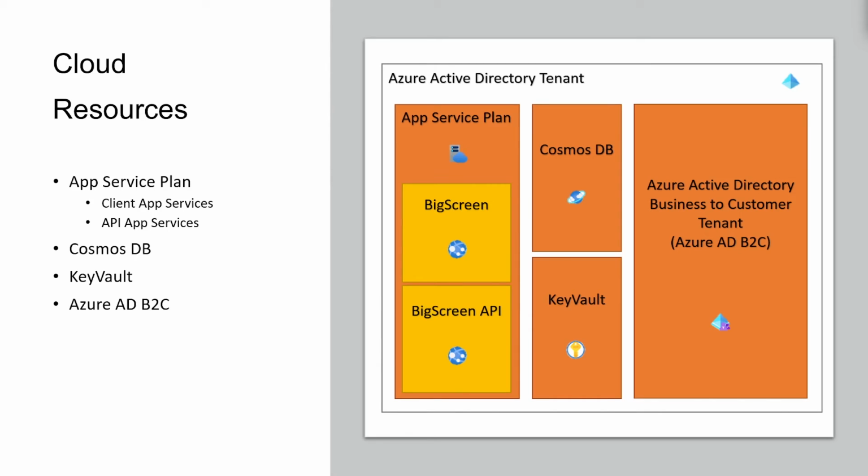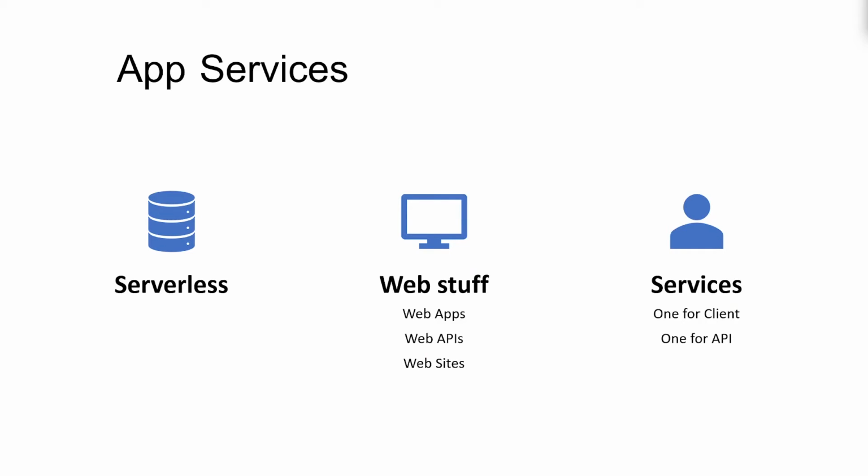We have an app service plan, which has a client app service and an API app service. We have a Cosmos database instance, we have a Key Vault, and we have an Azure Active Directory Business to Customer, which is a different tenant as a resource. App services are serverless environments to host web anything, web apps, web APIs, websites, web stuff in general that should be available through an internet address. We have two app services, one for the web client and one for the web API, both of which are part of the same app service plan.